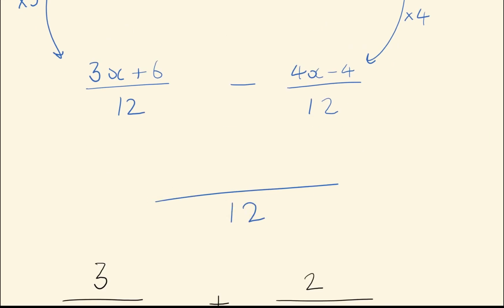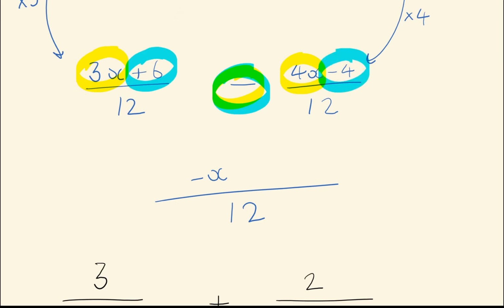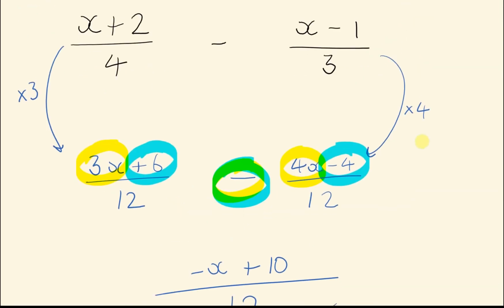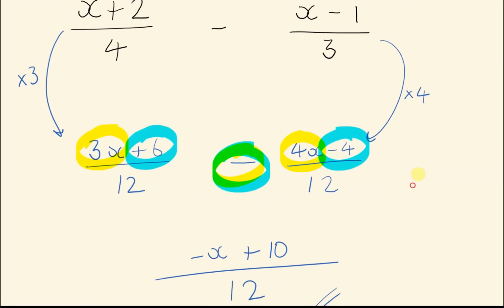Now we need to work out what goes in my numerator. So we've got 3x, take away 4x, that will give me minus x, and we've then got plus 6, take away minus 4. Note the double negative there, which will give us a plus. So it's going to be minus x plus 10 all over 12. Okay, hopefully that wasn't too confusing.